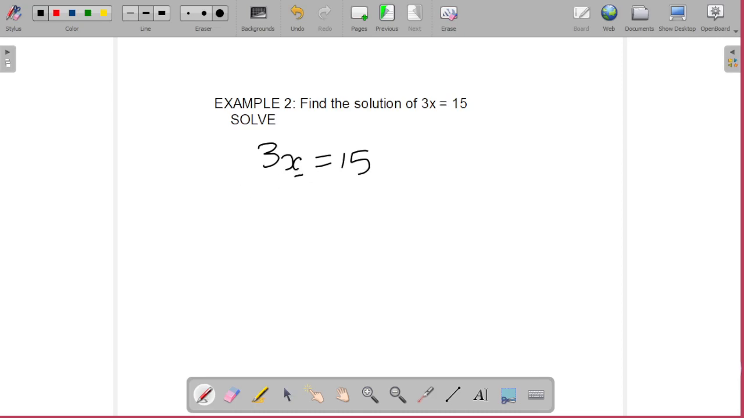So we cancel out those 3s. Now I have to find out how many times 3 will go in 15. 3 in 15 is 5 times. So I'm left with x equals 5. This is the solution of the equation that we have here. So x equals 5 is the answer to the equation.